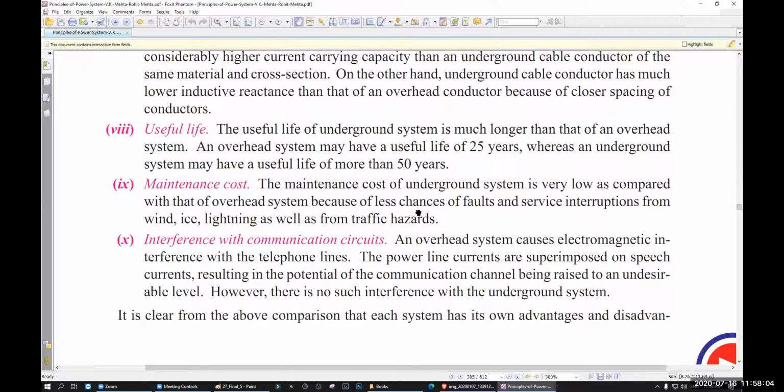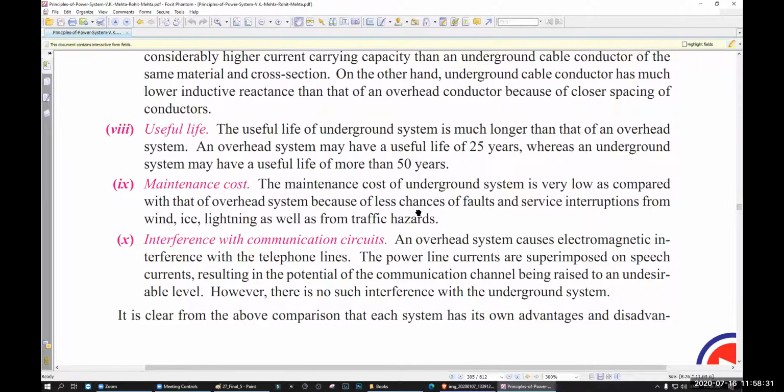So which one is better? Underground. Underground is better, sir. Why? Underground will cost you more. Behind the cost, sir, there is a lot of advantage. Exactly. So you have to choose whether you spend the money and get the beauty, or you do not spend the money and get the ugliness. This is your choice.